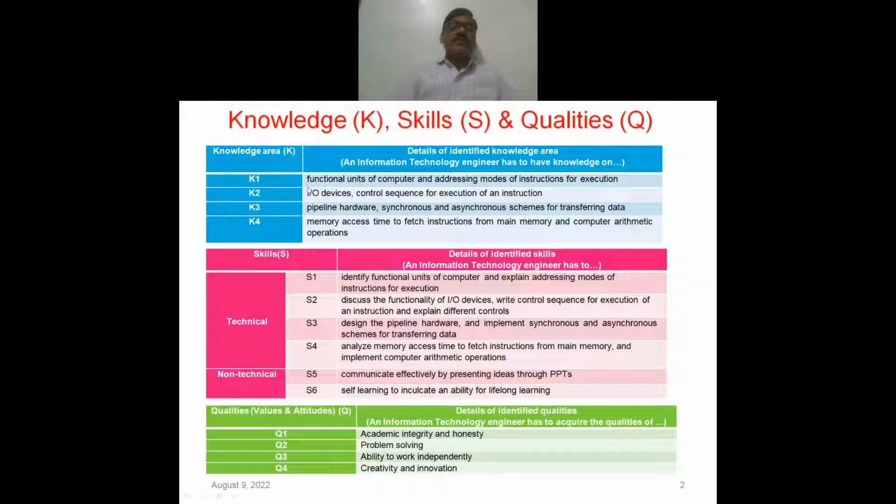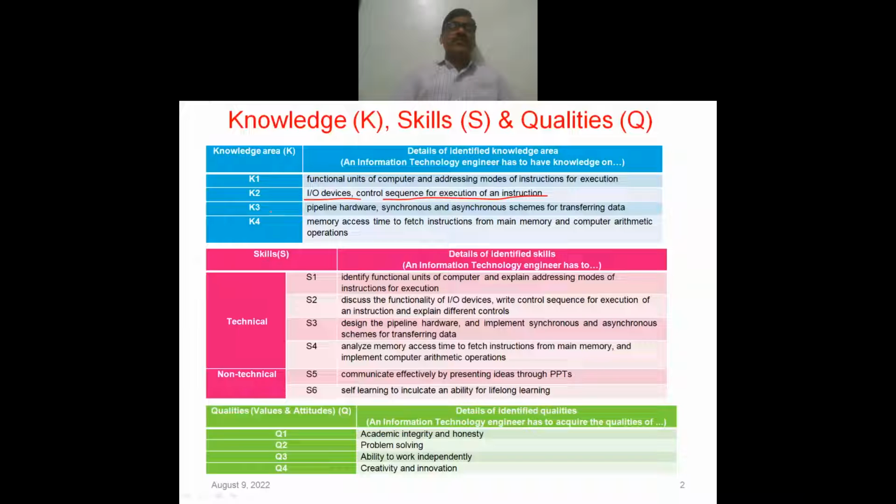The first key knowledge area is what the different functional units of a computer are, and how instructions can be given to the computer by specifying different types of addressing modes. The second important key area is how input and output devices and the control sequence for execution of an instruction are studied.